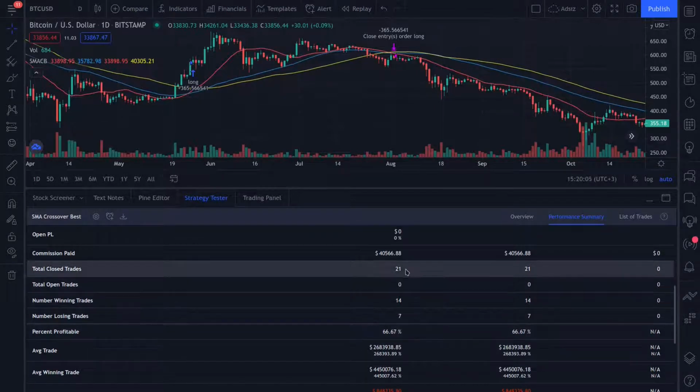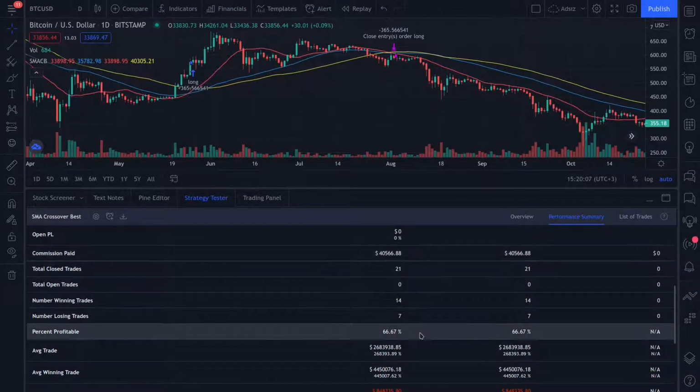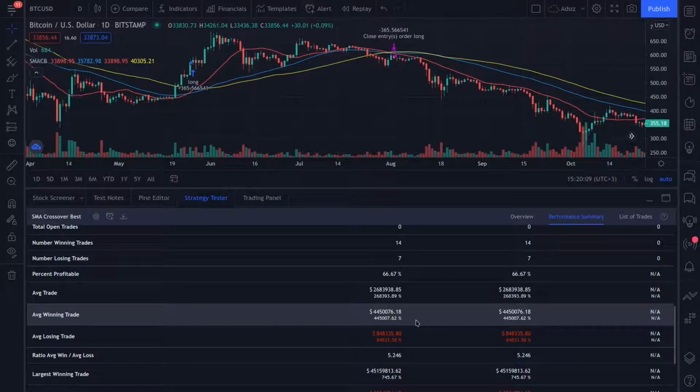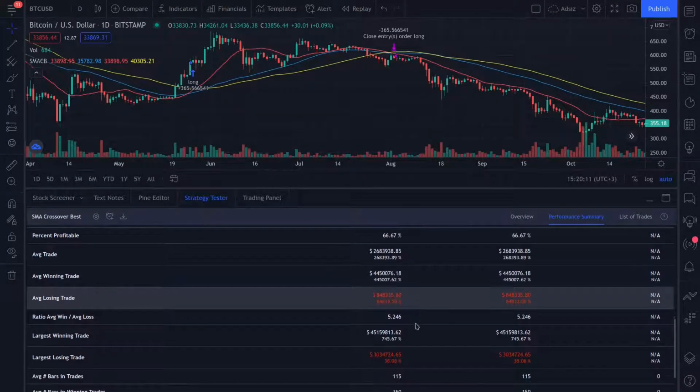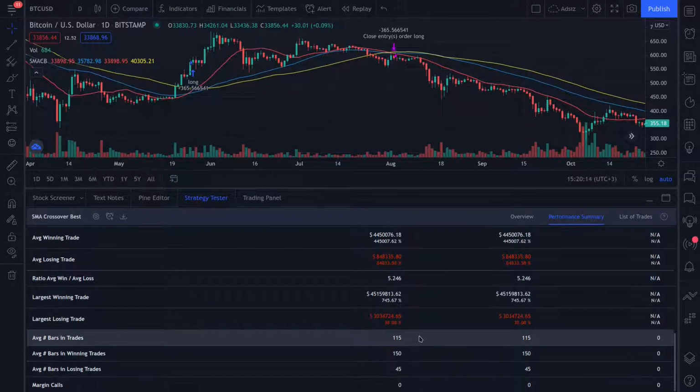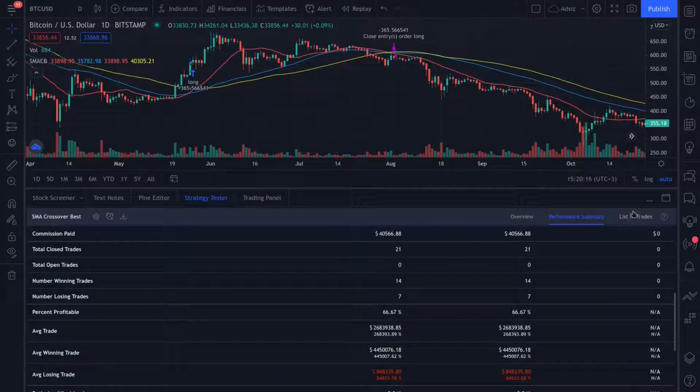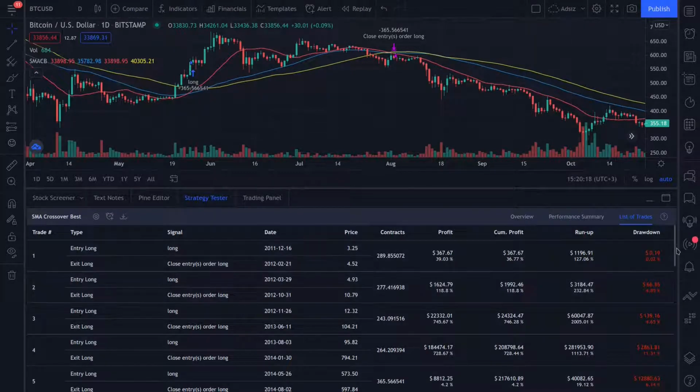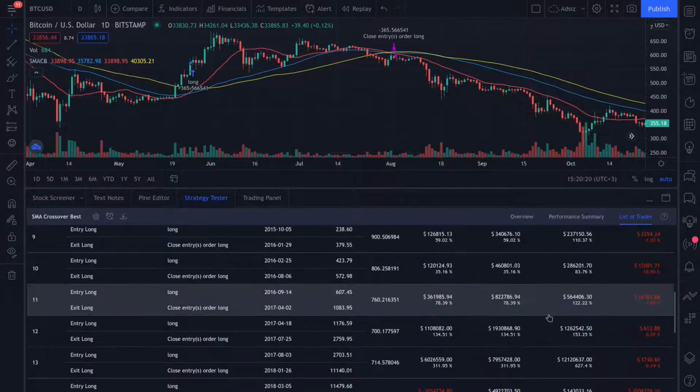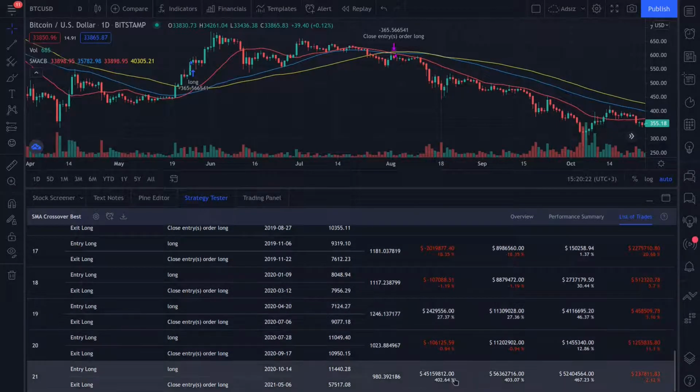We paid 10 times the commission. We made a lot of trades. The average winning trade is a lot more. The largest winning trade is a lot more. Let's look at the list of trades. This time we have, let's see how many trades. We have 21 trades.